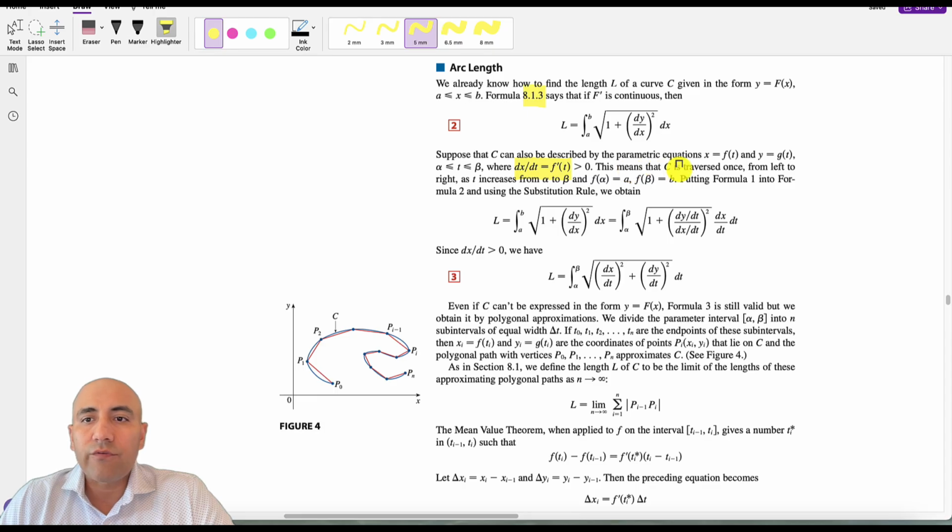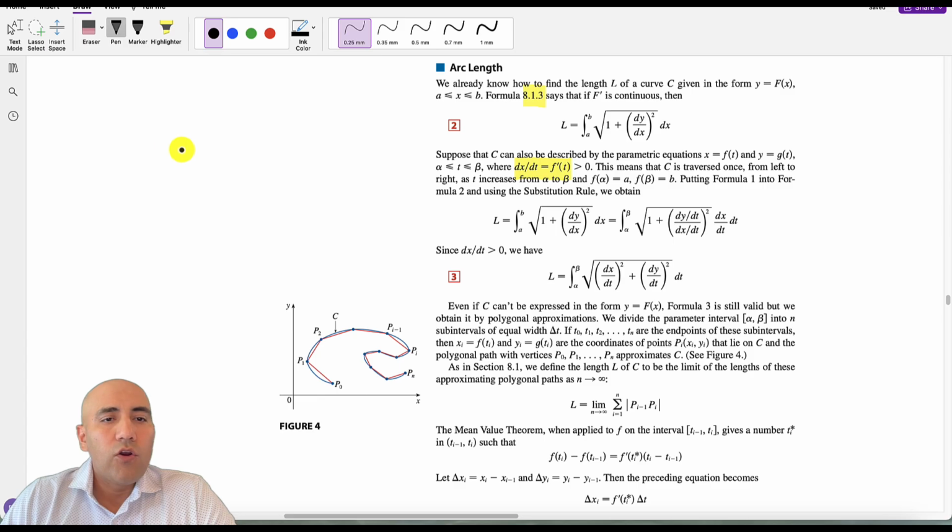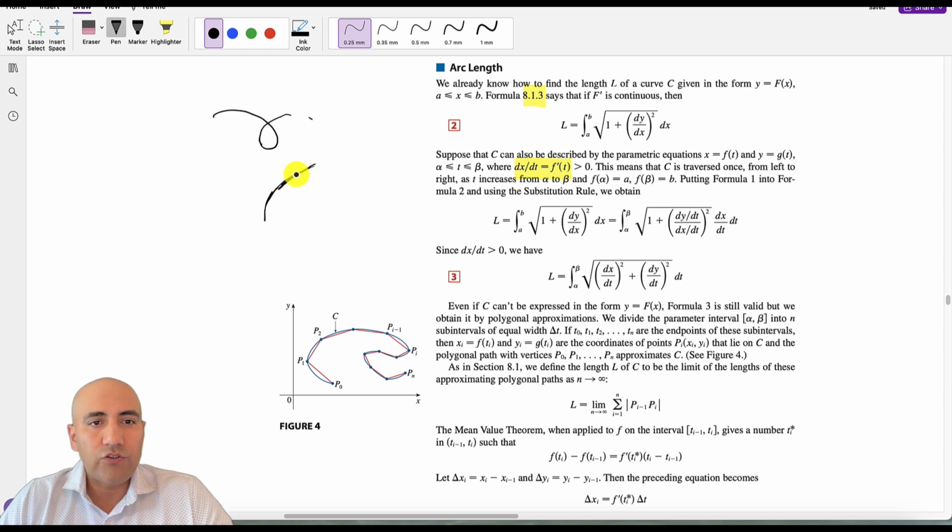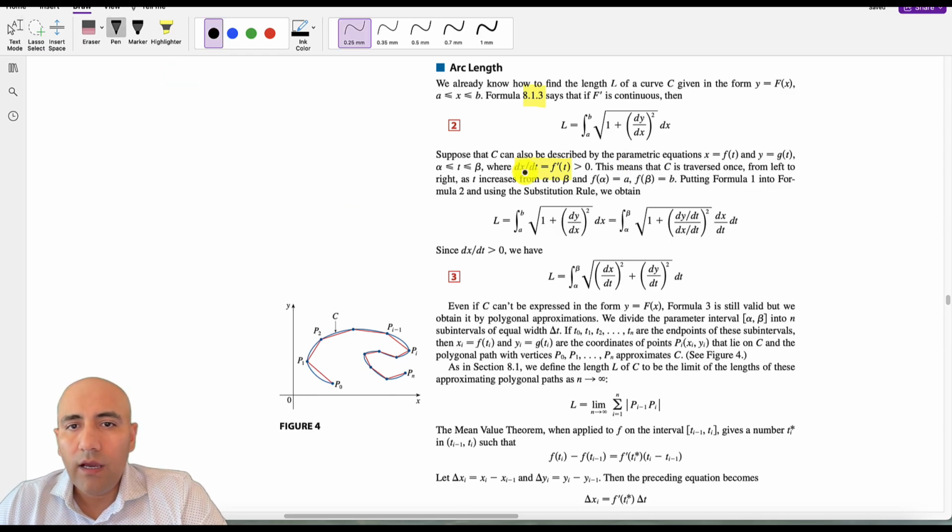This means that C is traversed once, right? It never retraces itself. Remember that parametric equations allow really complicated images, and they allow things to retrace themselves. So we could have something where we move forward, and then we move backwards, and then we move forward, and we move backwards. So it's constantly retracing itself. So parametric equations allow us to do stuff like that, but then we wouldn't get the true length of a curve. So we have to make sure that the derivative dx/dt is always positive.